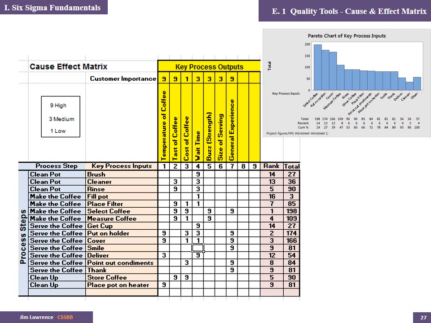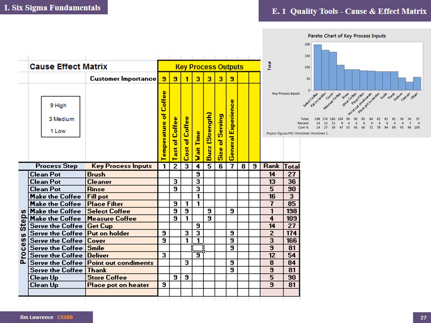Now sometimes you'll see matrices where, as we saw in an earlier example, the dependent variables were in the rows, but the weighting followed them. So usually in a cause and effect matrix, they are in the column headings, and there are the weightings, and along the rows are your various process inputs associated with the process step. So this is a very typical cause and effects matrix. And there we have the different rankings.